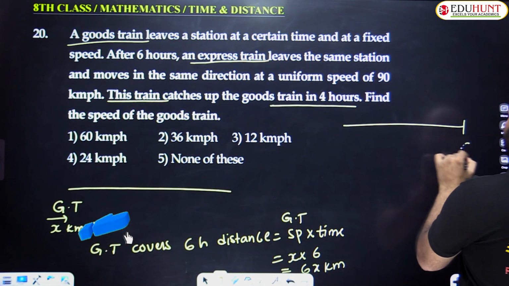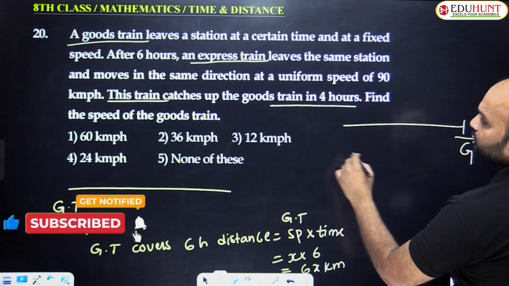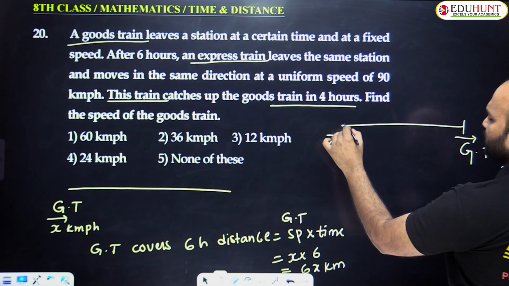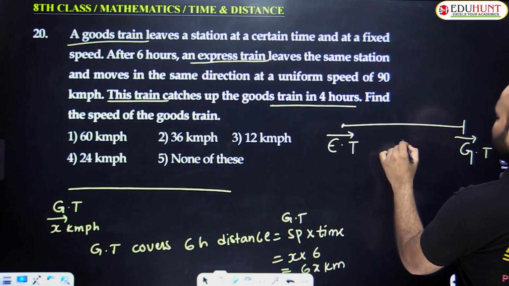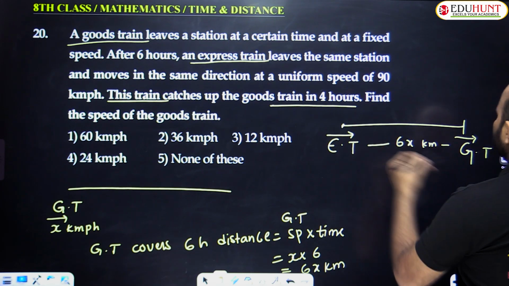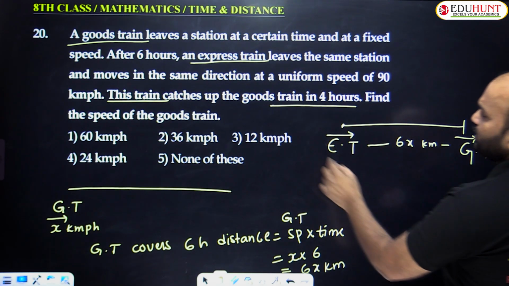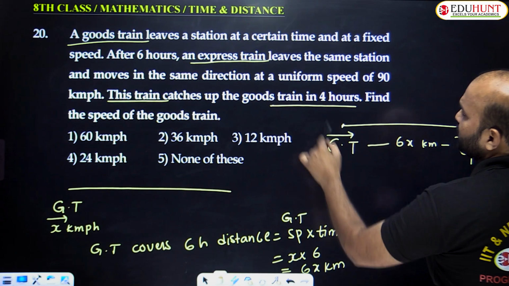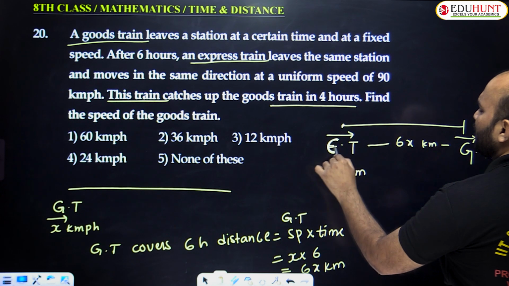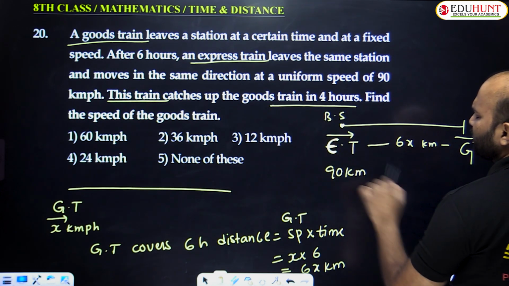So let me take it again. This is the goods train's position after 6 hours. After 6 hours the express train starts at the base station. The goods train has already covered 6x kilometers. So after 6 hours, the express train starts at the base station at a uniform speed of 90 km per hour.